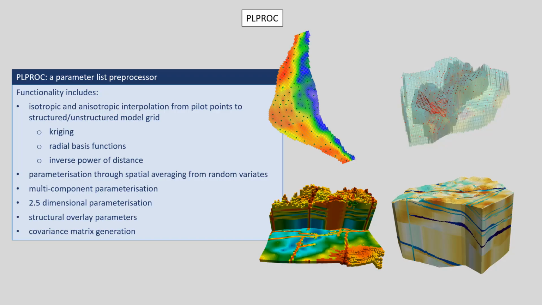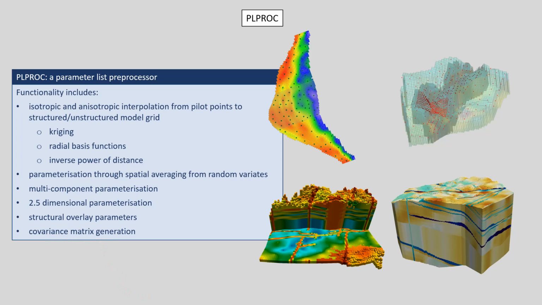Using ppcov isn't the only way to build a covariance matrix. You can also use plproc. Now plproc is discussed in other videos. plproc is normally used as a model preprocessor, as that model is being history matched, undertaking uncertainty analysis under the control of pest or pest++. But plproc can do other things as well. Included amongst them is generation of a covariance matrix.